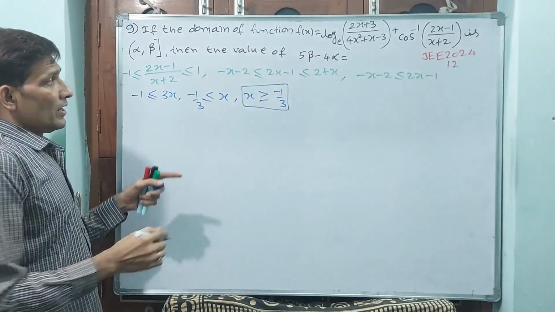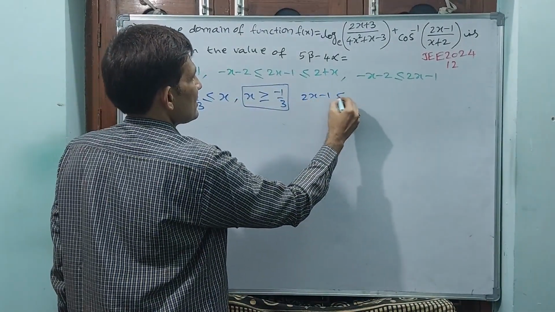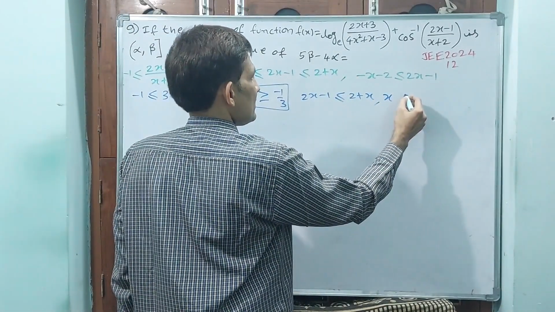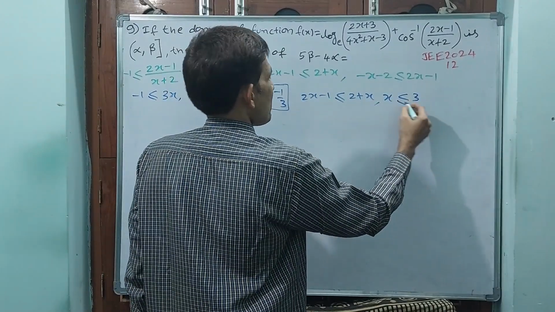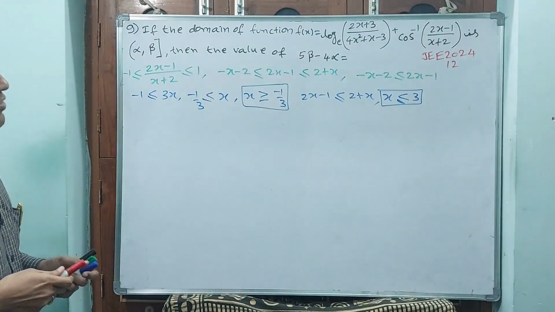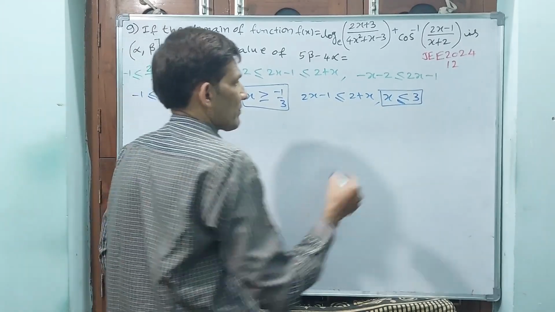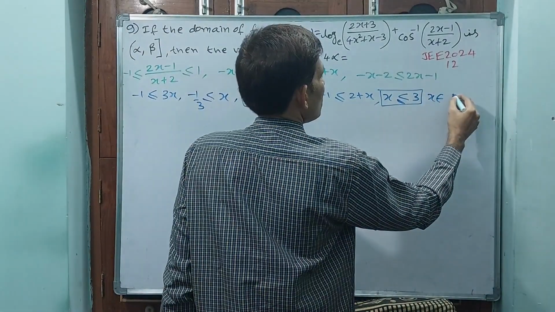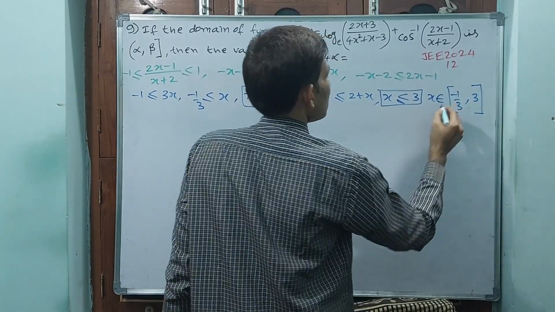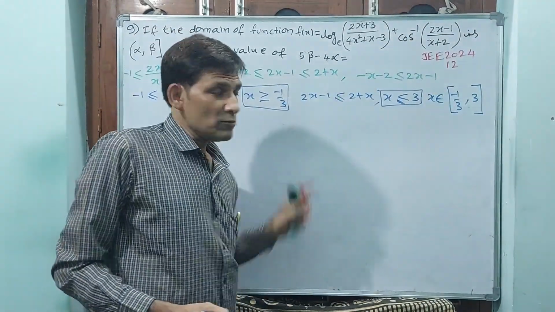Now we have taken these two, now we will take the other two. 2x − 1 is less than or equal to 2 + x. Sending x to the left side, x is less than or equal to 2 + 1, which is 3. Combining these two conditions, x belongs to [−1/3, 3], both closed. This is for cos inverse, and it is over.